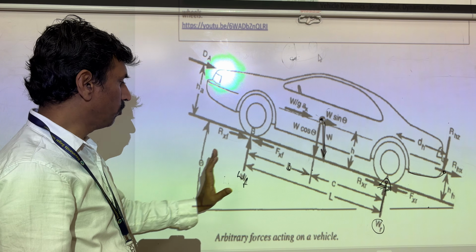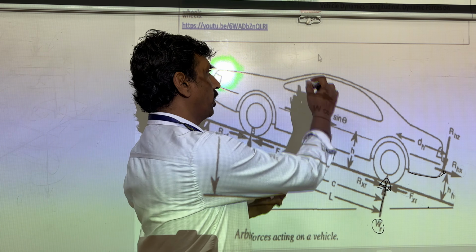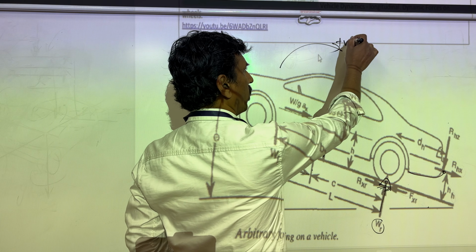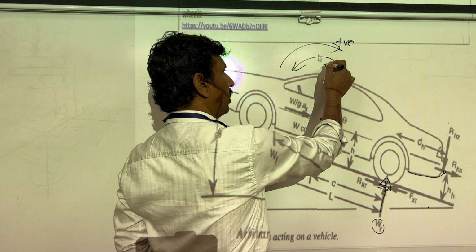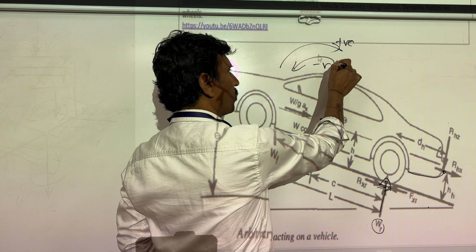So we are trying to generalize the system now. In order to find WF, we should take the moment about the rear axle or the rear wheel at this point. About this point, there are several forces which are trying to rotate this car like this, which you can call positive. If they are trying to rotate the car in this way, you can call it negative.